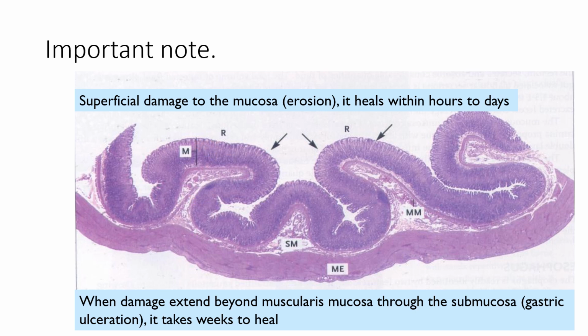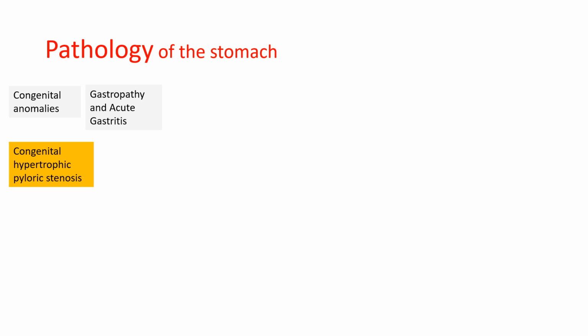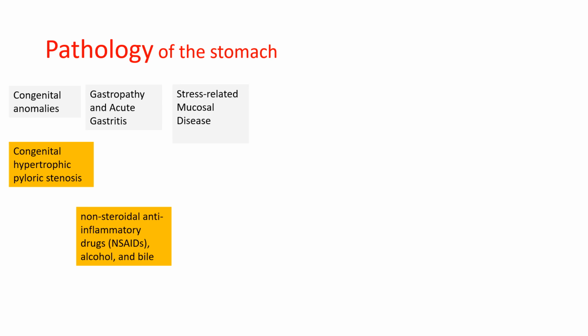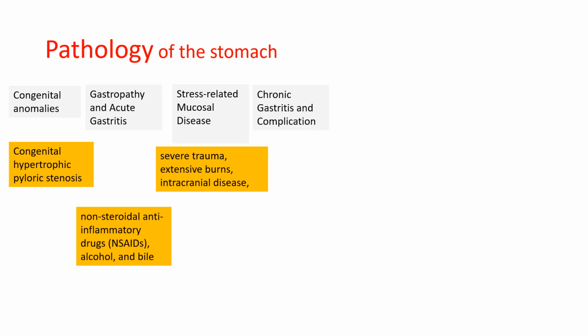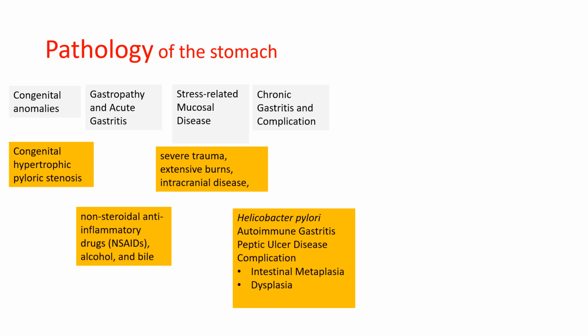In this pathology of stomach, we will look at first congenital anomalies, and specifically congenital hypertrophic pyloric stenosis, gastropathy and acute gastritis, especially the ones that are caused by non-steroidal anti-inflammatory drugs, NSAIDs, stress-related mucosal disease, ulceration due to severe trauma, extensive burns, intracranial disease and shock, chronic gastritis and complication, especially the ones that are caused by Helicobacter pylori, autoimmune gastritis, and peptic ulcer disease.